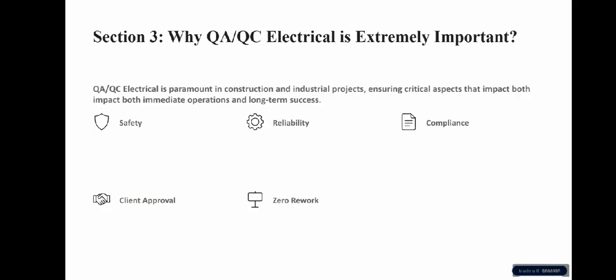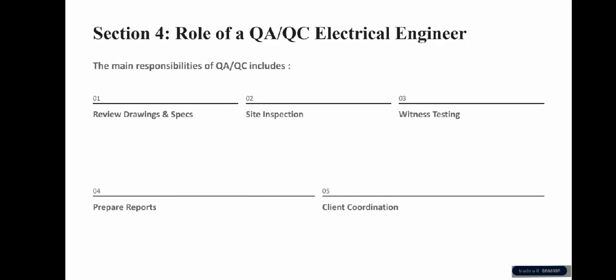Number fifth is zero rework. This means to minimize errors and defects early on, saving time, resources, and preventing costly rectifications. Section number four is the role of a QA/QC electrical engineer. So a QA/QC electrical engineer is a vital guardian of project integrity, ensuring every electrical detail aligns with the highest standards.